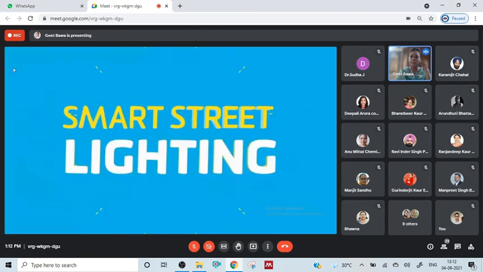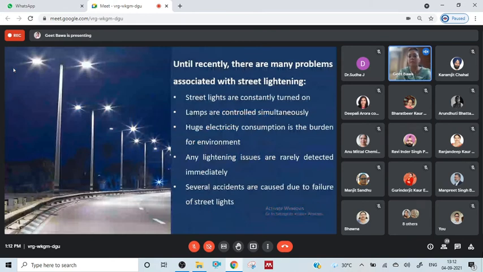Smart street lighting system. Until recently, there were many problems associated with street lighting. Street lights are constantly turned on, lamps are controlled simultaneously, and huge electricity consumption is a burden for the environment. Any lighting issues are rarely detected immediately, and several accidents are caused due to failure of street lights.